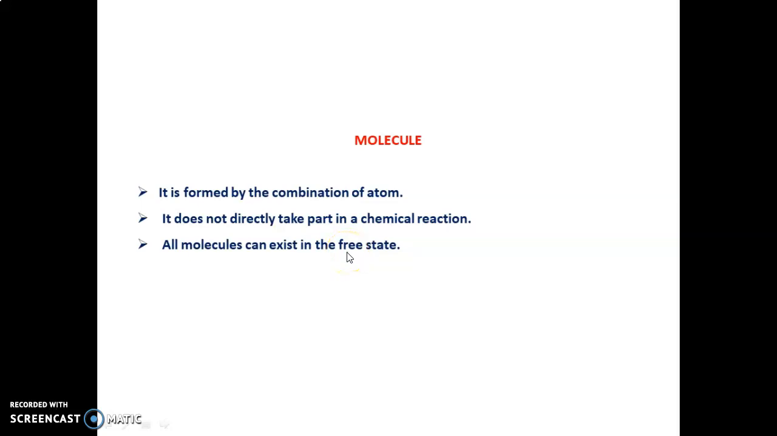In the case of atoms, what we have studied is that an atom may or may not exist in the free state. That is, some atoms exist in the free state and some atoms do not. But here, all molecules can exist in the free state. Some molecules are more stable, some molecules are unstable, but all molecules can exist in the free state. You know a lot of examples. I've used some examples: H2O, CaCO3 (calcium carbonate), HNO3 (nitric acid), etc.